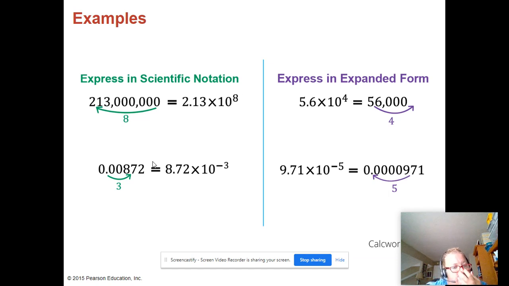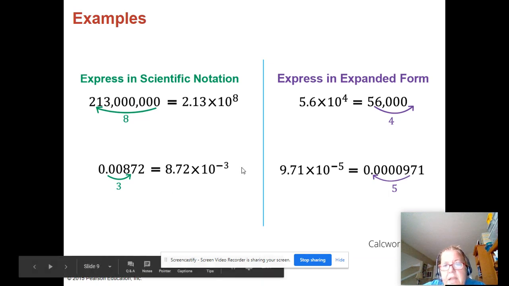Here we have a really small number, and so we're going to have to move our decimal to the right to get it to be in scientific notation. Again, it has to be between these two numbers because it has to be between 1 and 10. So we move it 1, 2, 3, and it's to the right. Therefore, it's going to be a negative exponent.